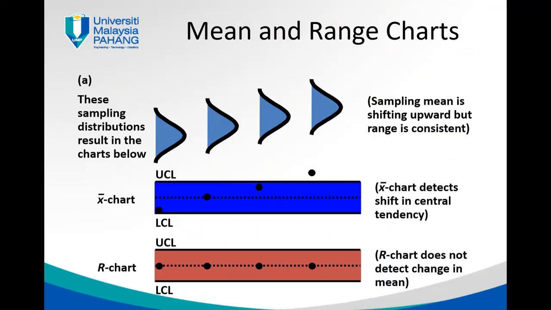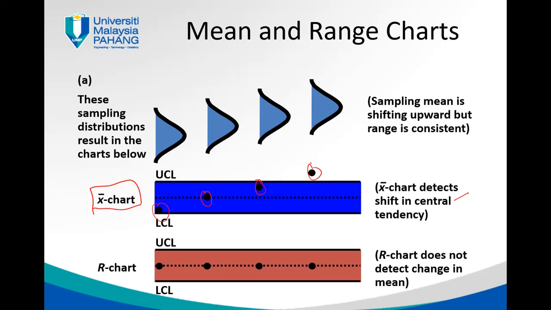This slide shows the mean and range chart. Why do we need to use both charts together? For the first one, in the sampling distribution result in the chart below, the sampling mean is shifting upward but the range is consistent. So if we use the X bar chart here, we can see that it detects the shift of central tendencies. We can observe that the value of the mean for the process is shifted.